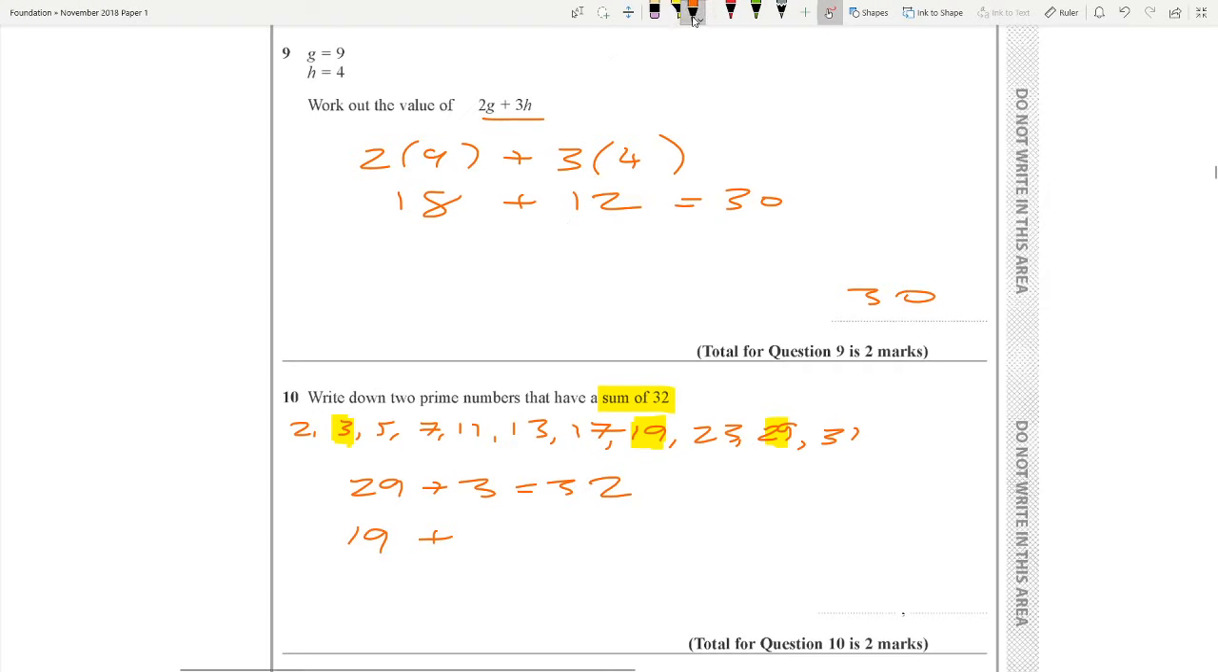19 add 13. Okay, that's another pair that works as well. 19 add 13 as well. 19 add 3 is 22. 22 add the 10 would be 32 as well. So you can choose any one of these 2 pairs of numbers. Okay, yeah, well done, you got it. So I'm just going to choose the first one, 29 and 3. Okay, 2 marks there. Let's carry on.